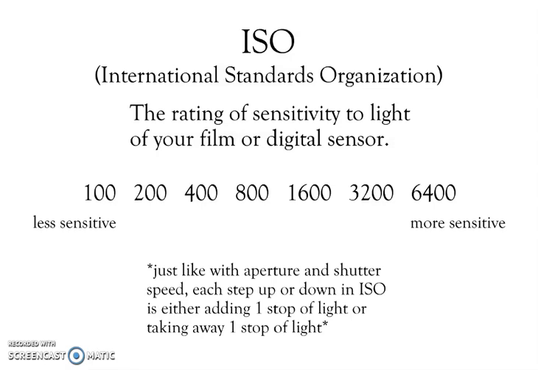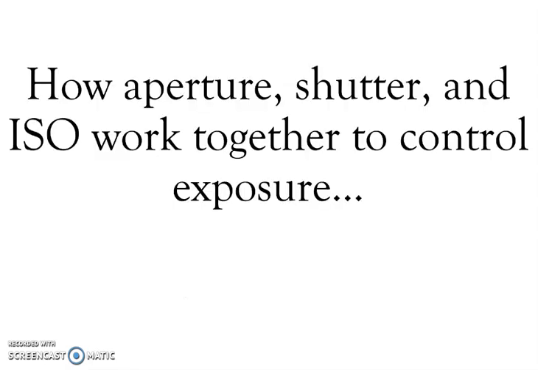And some of your cameras might go up to something crazy like ISO 25,000. Just because it goes that high doesn't mean you should go that high, because it really does have a loss of quality after, I would say, 3200, somewhere around there. Alright, so those are our giant big things that we want to get from these lectures.